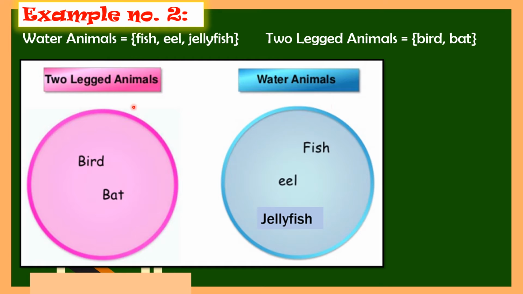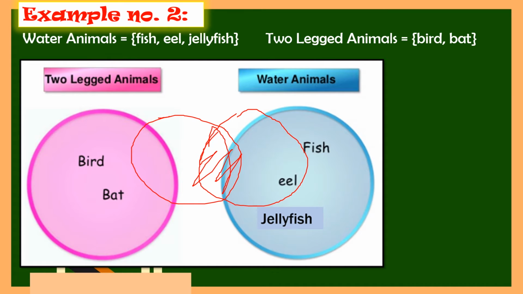So, as you can notice, ito yung first set natin, which is yung two-legged animals natin, at nasa loob yung element na bird and bat. Then, yung second natin, which is water animals, which is fish, eel, and jellyfish. So, hindi natin pwede pag-overlap yung dalawang circle natin, just like this one. Yan. Since wala silang common element na pwede nating ilagay sa gitna nito.